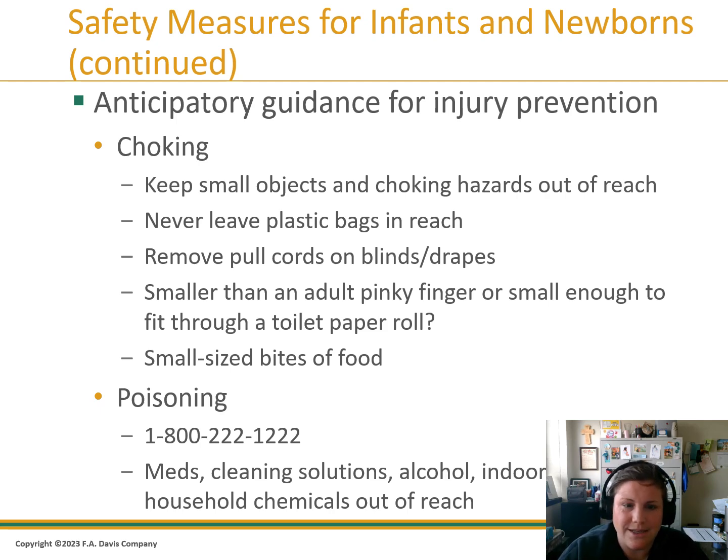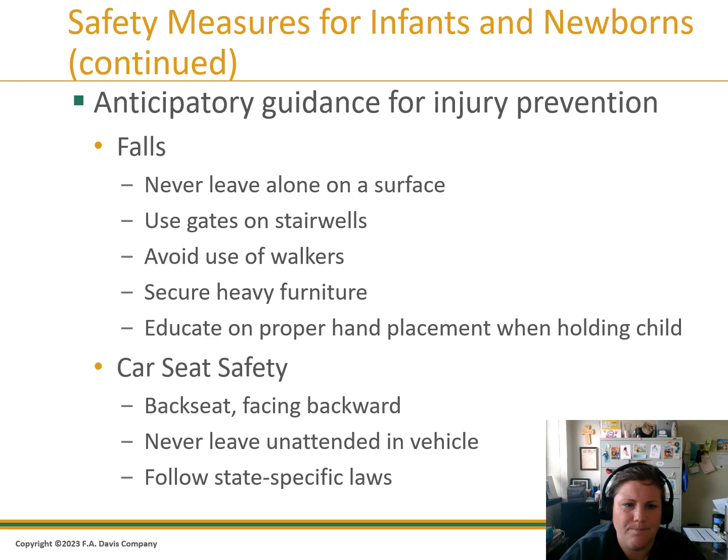For poisoning, poison control, the number is 1-800-222-1222, and that's one of the things that was advised, is that it be posted somewhere in the home. And anything can be a poison: medications, cleaning solutions, alcohol, plants, any household chemicals. All of that needs to be kept out of reach because of its danger to the baby.